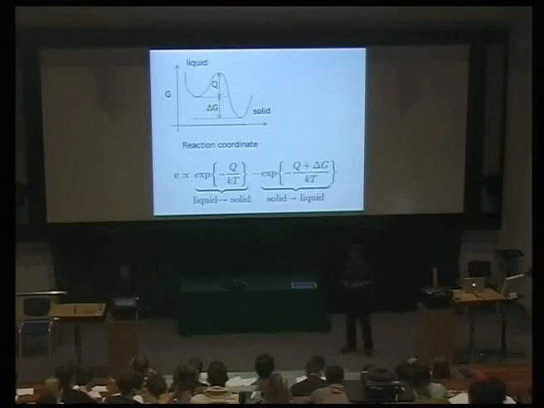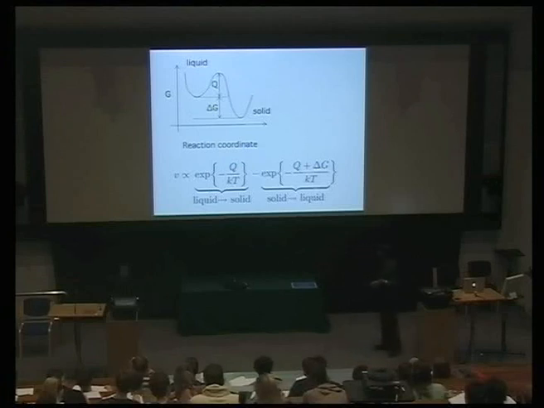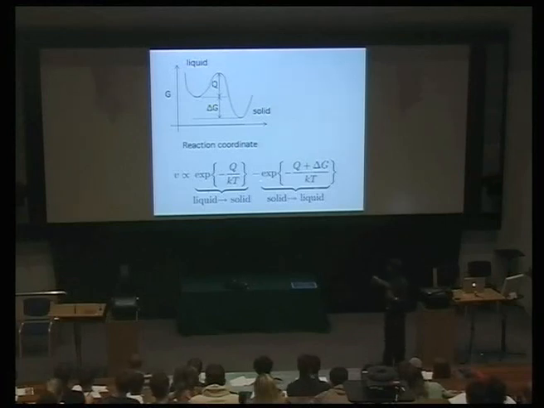Yeah, so it's much bigger. If we are below the fusion temperature, and delta G here is of that magnitude, then to go backwards is going to be a larger activation barrier. So we can write the velocity as a function of the forward jumps less the reverse jumps. So we write the velocity as being proportional to the chances of successful jumps in the forward direction, liquid to solid, less the jumps in the reverse direction.